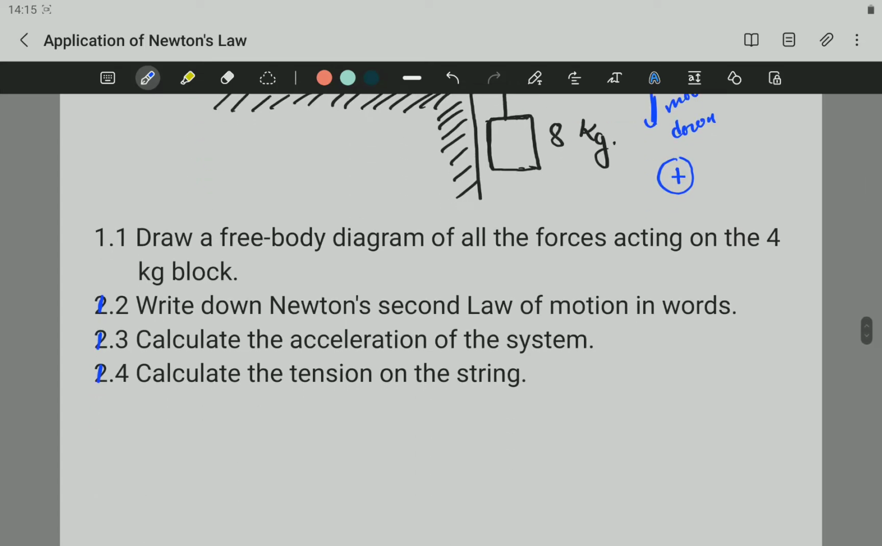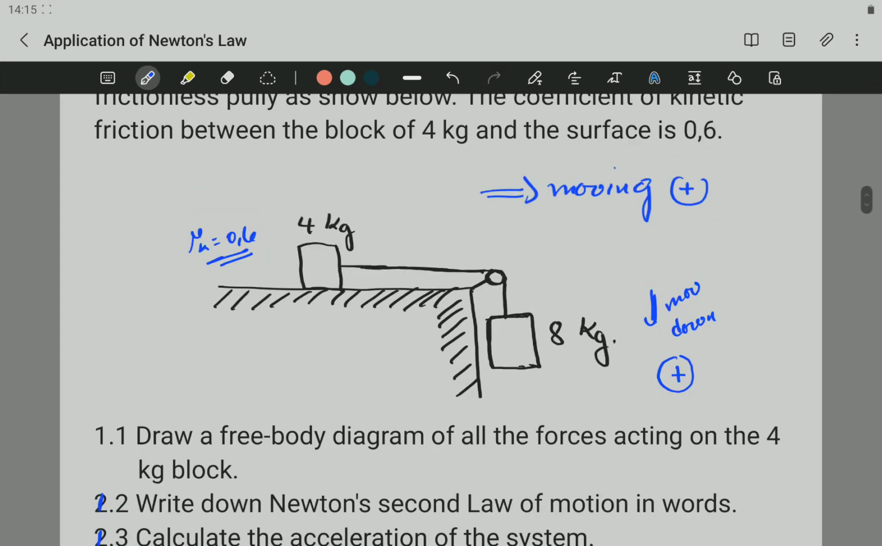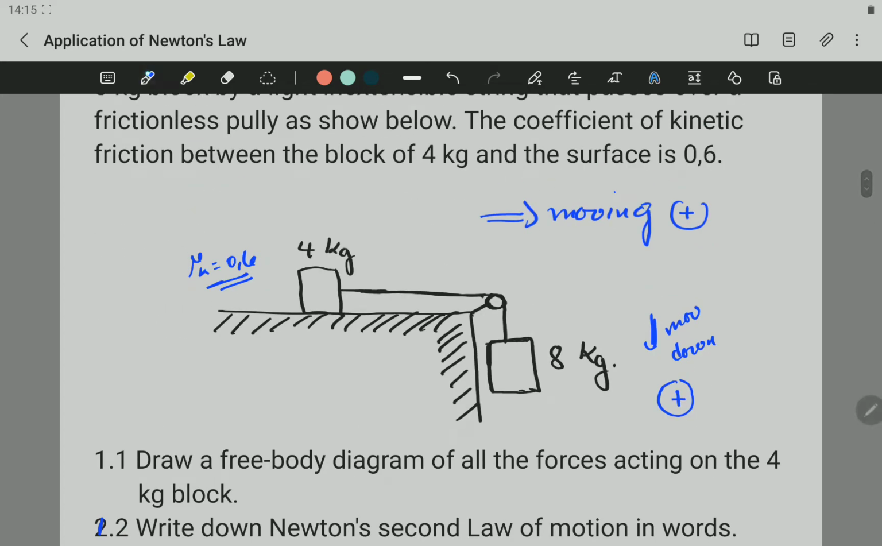Question 1.1 said, draw a free body diagram of all the forces acting on the 4 kilogram block. The 4 kilogram block is the one that is on the surface. We can here in the same drawing very roughly draw the forces so you can see it. Here is the tension. This is the force from the rope, that is called tension. There's frictional force in the backward direction, opposite in the direction of motion. There is gravitational force or weight acting on the block, and there is the surface acting on the block with a normal force. So those are the 4 forces acting on that block.